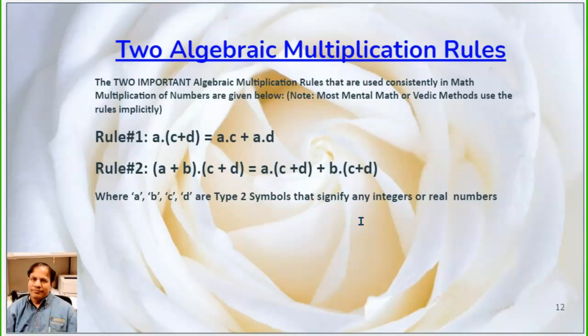So we distribute a first inside the parenthesis a c plus d, and then we do the b distribution inside the parenthesis c plus d, and end up with a multiplied by c plus d, b multiplied by c plus d, and use the rule number 1 and get the result as a times c plus a times d plus b times c plus b times d. Of course, we can explain our multiplications using the algebraic rules, which we will not dwell on much here.